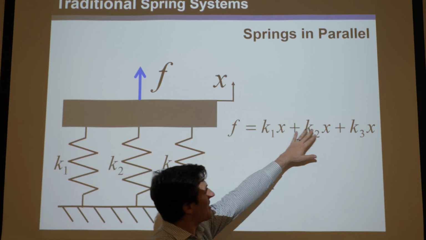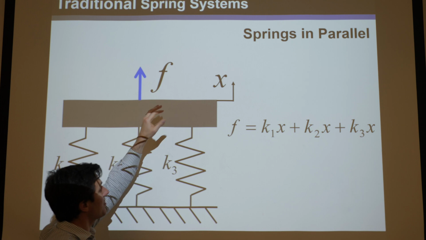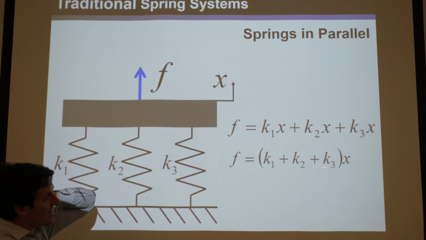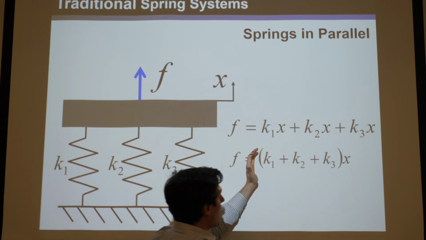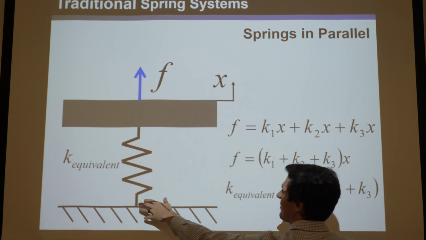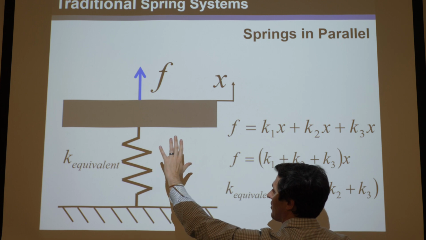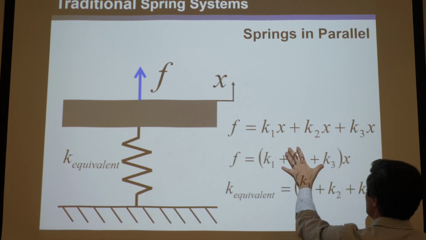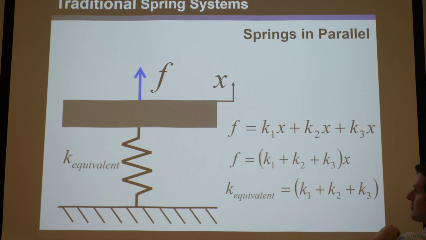And you just add them together, and they will add the total force. So you can pull this Kx out, and you can see the equivalent stiffness: if you just treated this as if it was just one spring, if you just wanted to find an equivalent stiffness that represented all three springs, it's essentially K1 plus K2 plus K3.